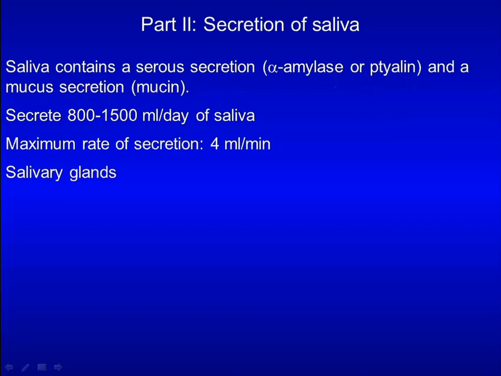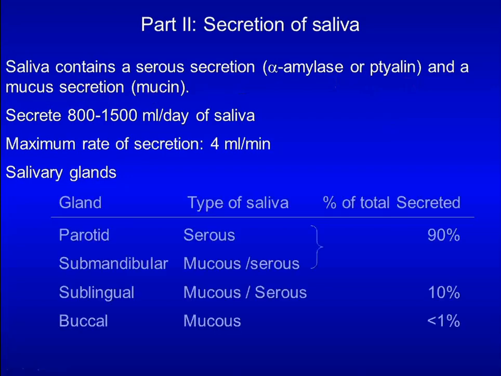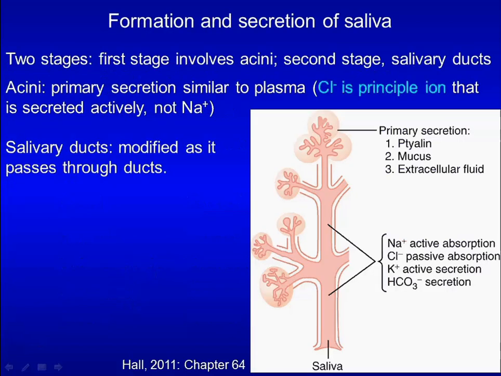The principal glands of salivation are the parotid, submandibular, and sublingual glands. Especially, secretion from parotid and submandibular glands constitute 90% of saliva. Salivary secretion is a two-stage process. First stage involves acini. Second stage involves the salivary ducts.